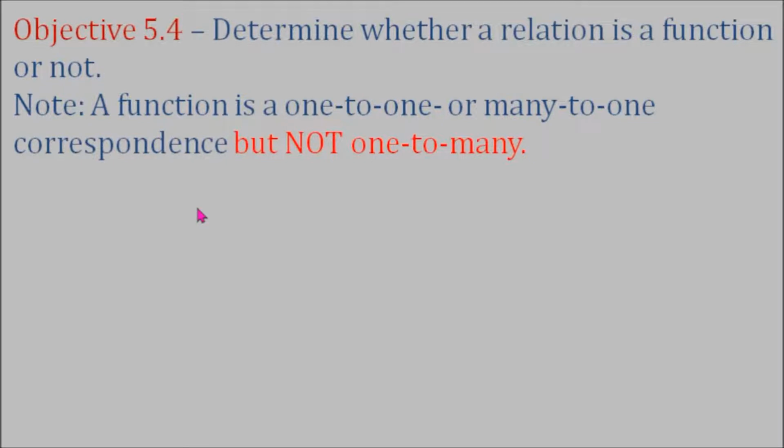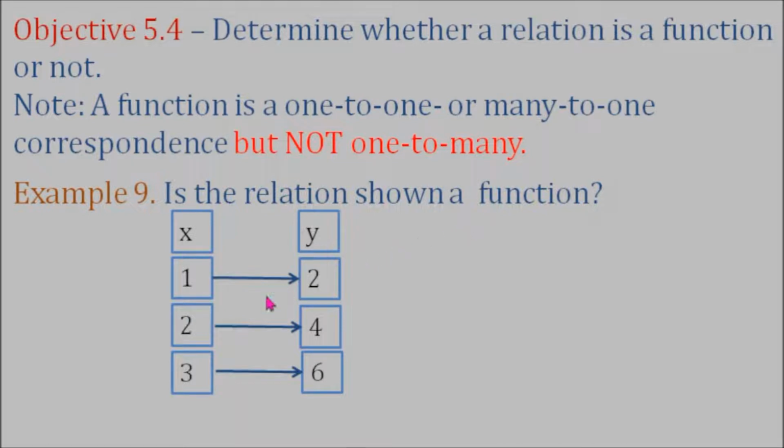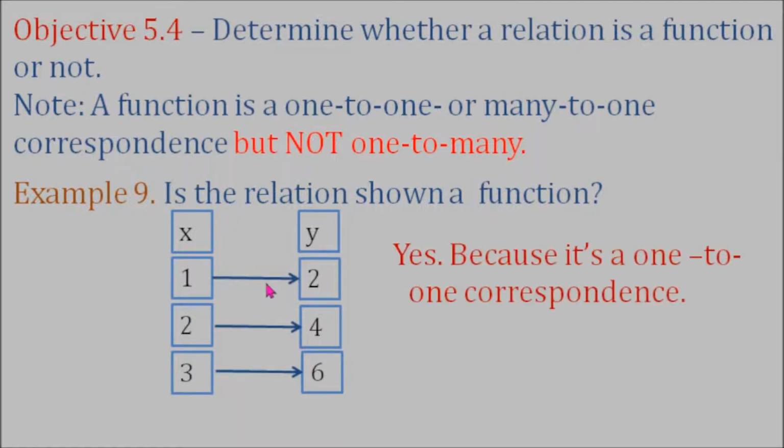Objective number 4. Determine whether a relation is a function or not. In this objective, let us take note that a function is a one-to-one or many-to-one correspondence, but not one-to-many. Example number 9. Is the relation shown a function? Yes or no? Yes. Why? Because it's a one-to-one correspondence.